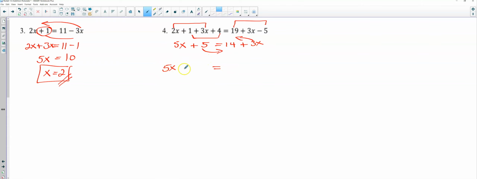This 3x, I'm going to bring it over. So that's minus 3x. It was positive, now it's negative. Look at this, positive 5. I'm going to leave this 14 over here. Write it down and then take that 5 and bring it to the other side.